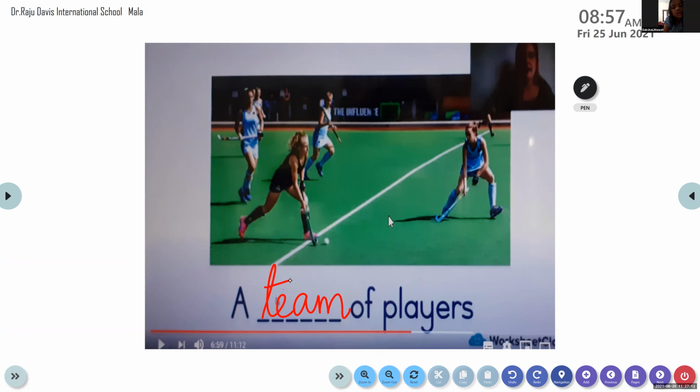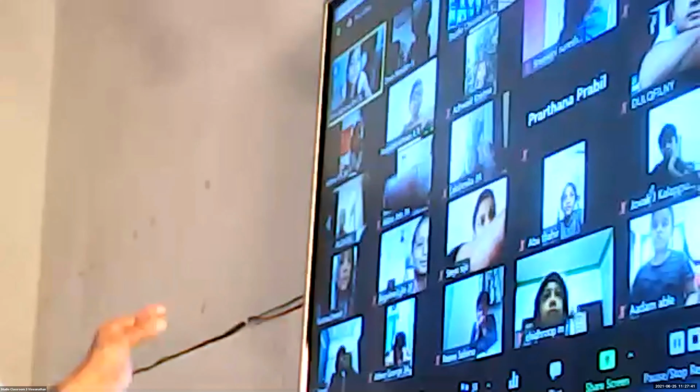So we have learned five collective nouns in today's class. The first ones we learned were flock, shoal, herd, crowd, and team of players. Very good. I hope all of you have learnt it very well. Have all of you learnt it, children? In this session, we have discussed the collective noun. So what is a collective noun?